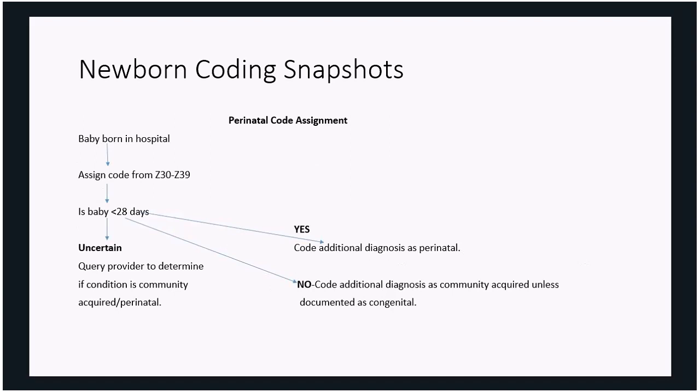We come back here to the diagram. If you're uncertain regarding the baby's age, you want to query the physician to determine if the condition is community acquired or whether it was during the perinatal period.